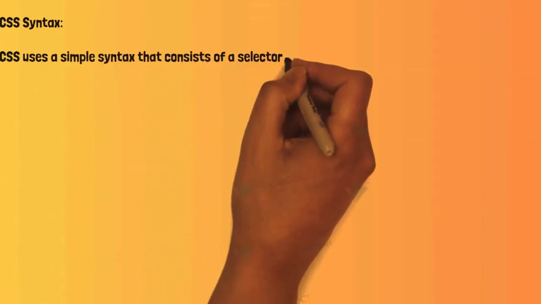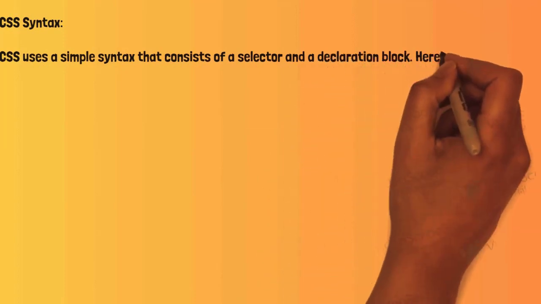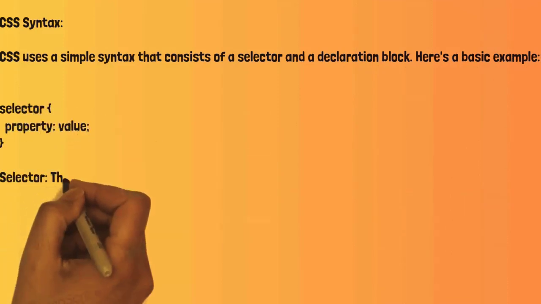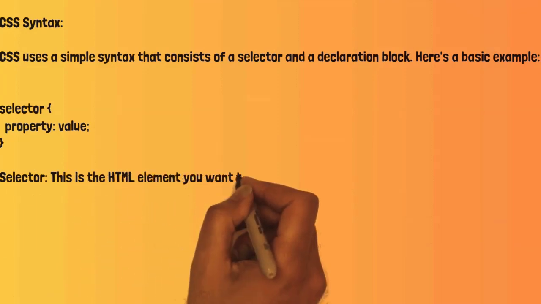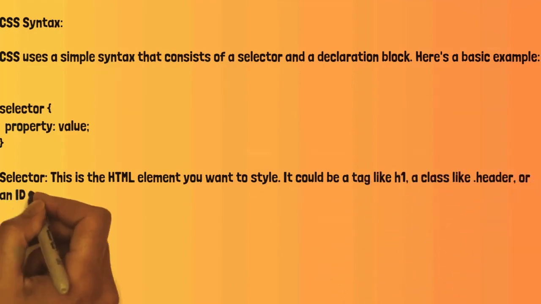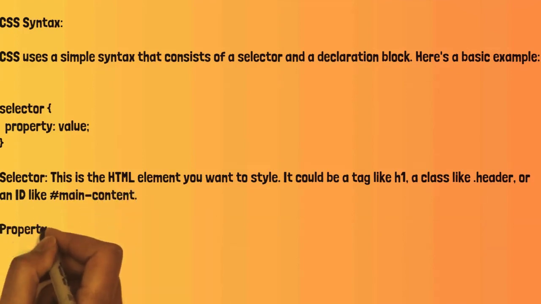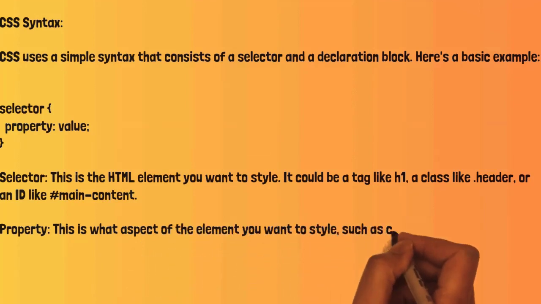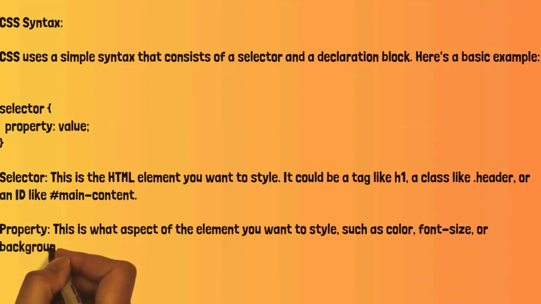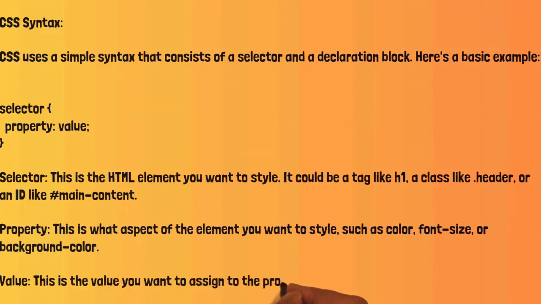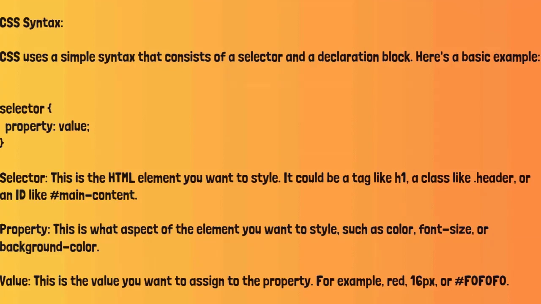Next is CSS syntax. CSS uses a simple syntax that consists of a selector and a declaration block. Here's a basic example. Here, selector is the HTML element you want to style. It could be a tag like h1, a class like .header, or an ID like #main_content. Property is what aspect of the element you want to style, such as color, font size, or background color. And value is the value you want to assign to the property. For example, red, 16 pixel, and so on.